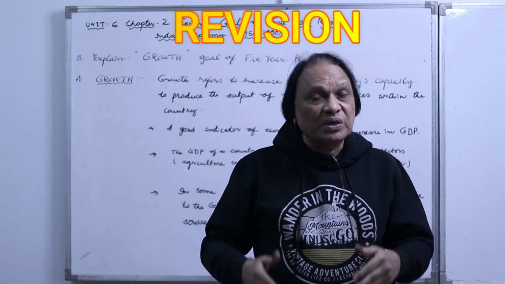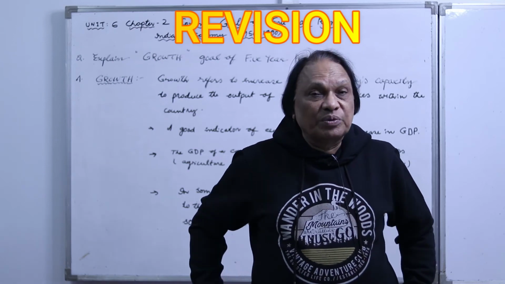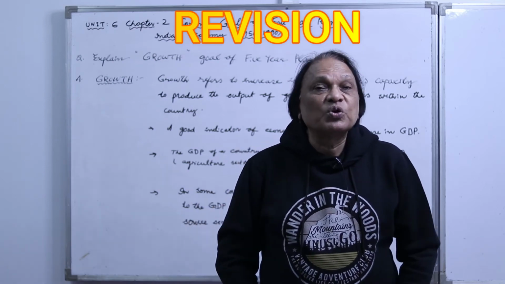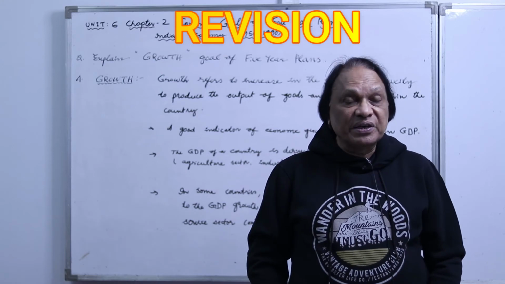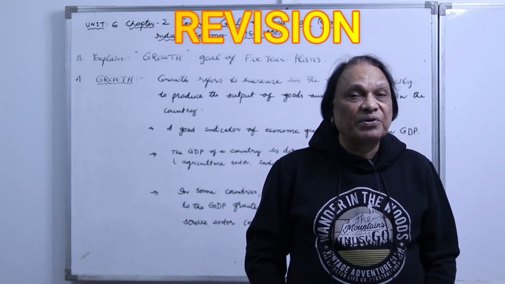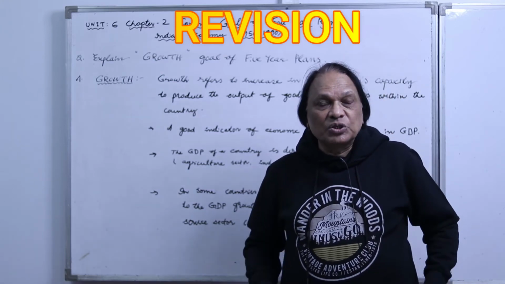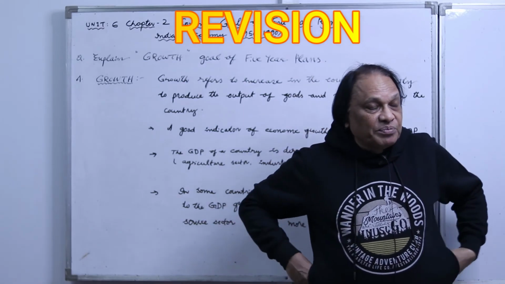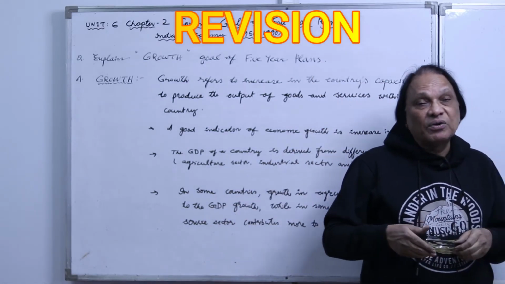The most important goal of the 5-year plan was growth of the economy. Growth means production of more goods and services, let it be in the agriculture sector, the service sector or the industrial sector. So that's very important. What is the indicator of growth of an economy?